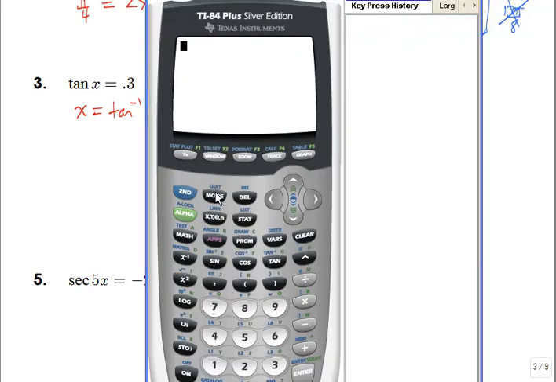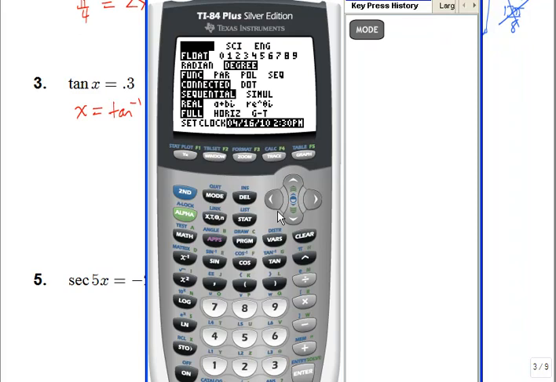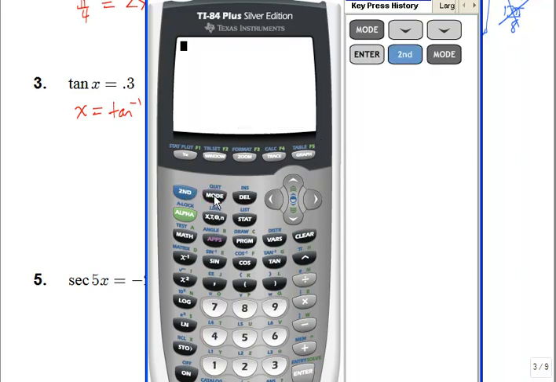and the first thing I'm going to do is check my mode. And for these problems, typically we're in radians, so I'm going to switch this to radians. It's very rare that you'll be in degrees, but just check your problem and look for that degree symbol or the instructions if they really wanted you to use degrees. And we're just going to do an inverse tangent of 0.3.